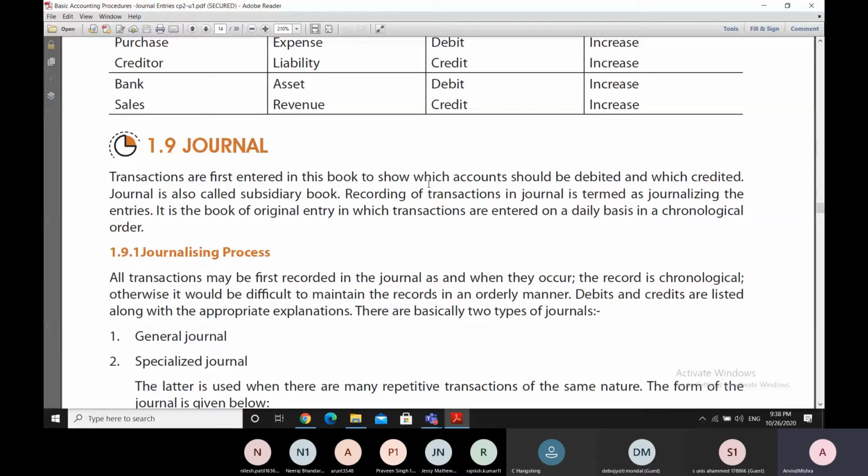And in this book, transactions are entered on a daily basis in chronological order. Chronological order is important. Now, how do we journalize? So what is the journalizing process?